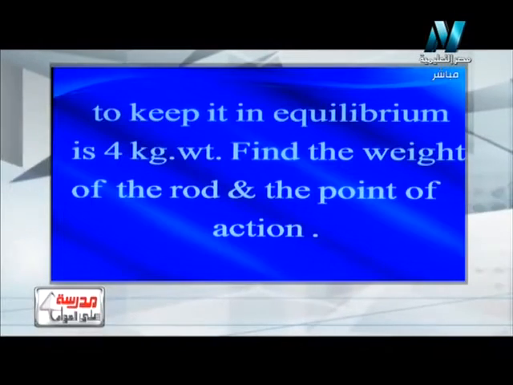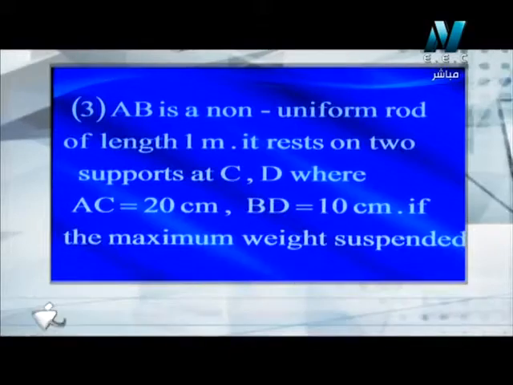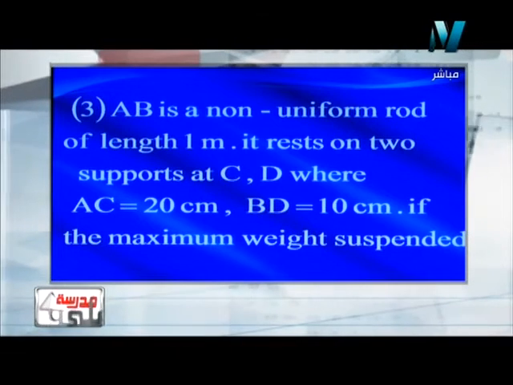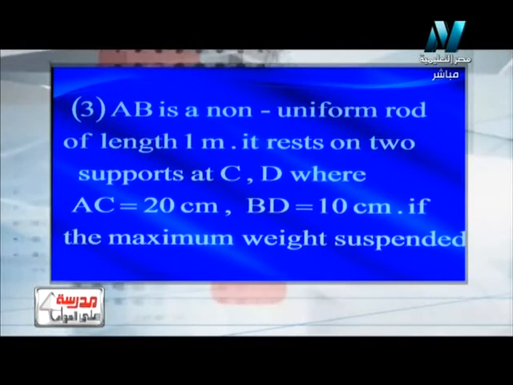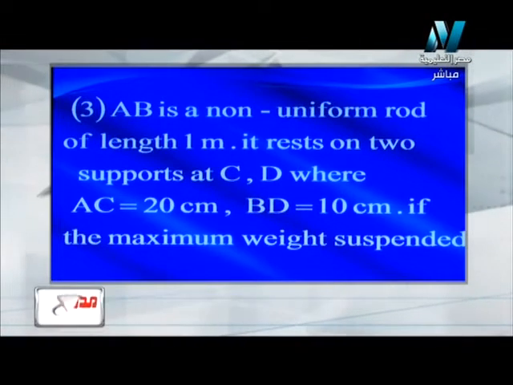ناخد بالنا مستر ياسر في السؤال. أول statement. AB is a non-uniform rod. يبقى non-uniform rod, it means that its weight doesn't act at its midpoint. يبقى دي أول حاجة. يبقى استفدنا من هنا إن الويت بتاعنا doesn't act at its midpoint. طب يلا بقى نرسم على الجزئية دي.